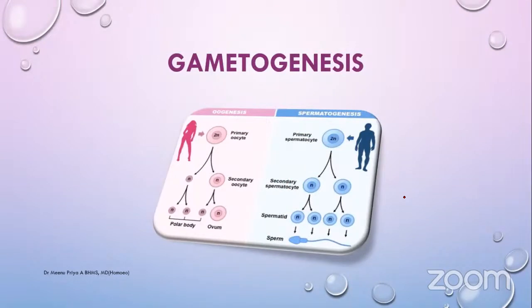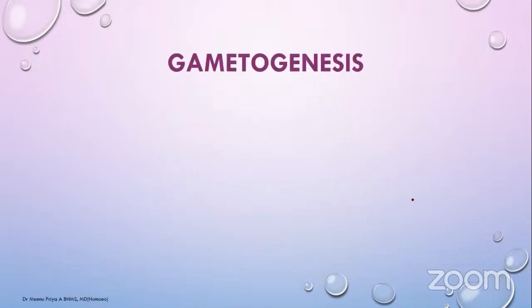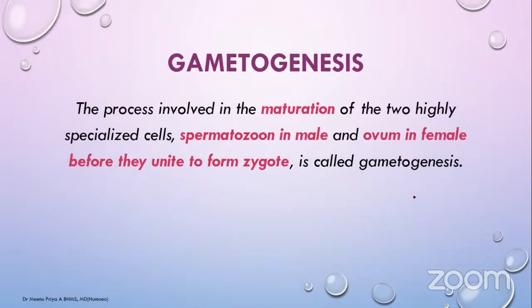So as you see in the picture, there are 2 things: oogenesis and spermatogenesis. So we'll see what is the definition of gametogenesis. Gametogenesis is the process involved in maturation, the word maturation becomes important here, of 2 highly specialized cells, spermatozoon in male and ovum in a female, before they unite to form zygote. So for formation of zygote, spermatozoon and ovum are very much necessary. And the maturation of these to form a spermatozoon and ovum is called gametogenesis.